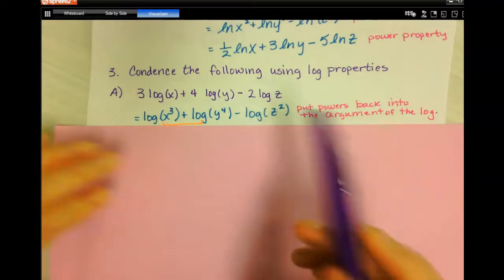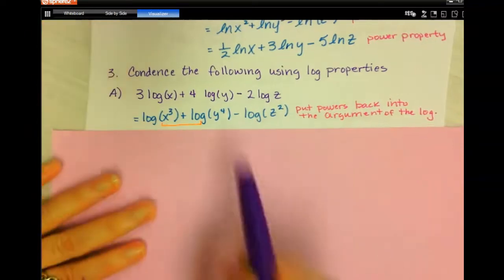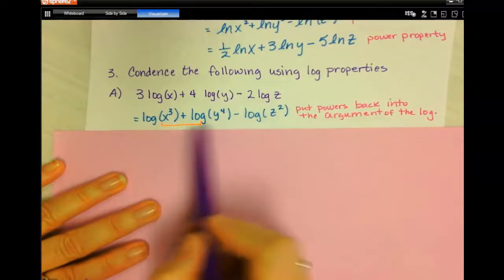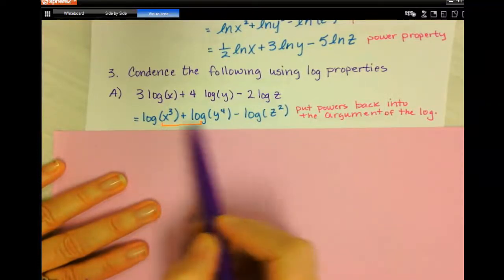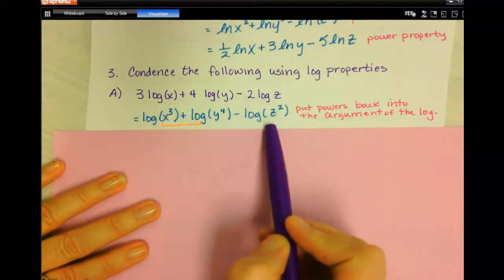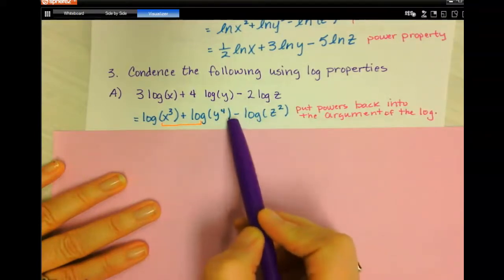Once I have all of the powers back, then I look at my operations left to right, and I can see here is addition, so I know these were connected back together with multiplication. And then once I have this, it's going to connect back together with this by the subtraction sign, which means division.